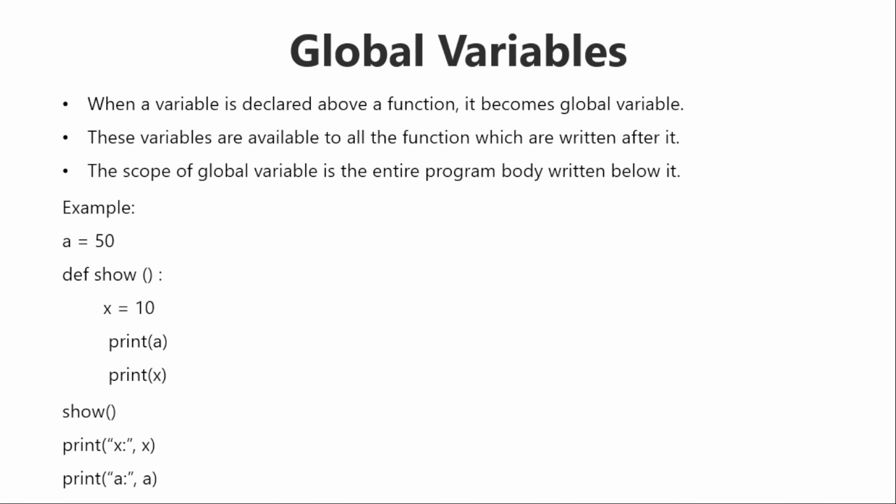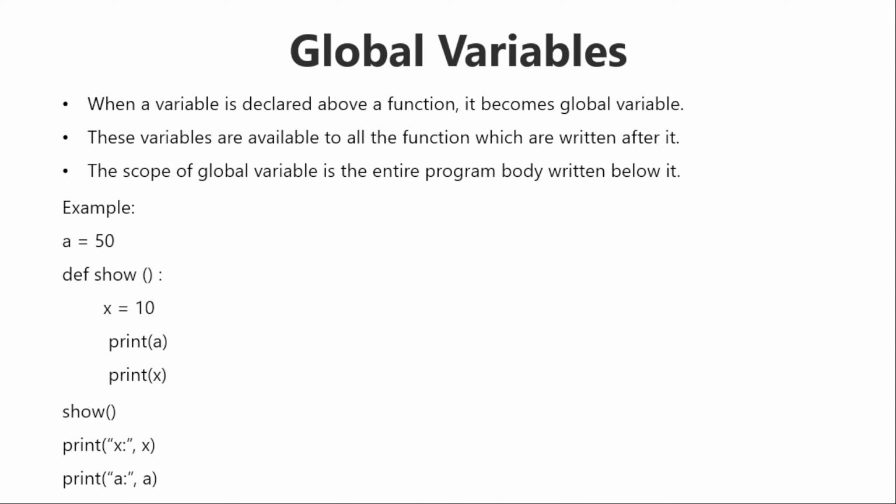Now let us move to global variables. When a variable is declared above a function, it becomes a global variable. These variables are available to all the functions which are written after it. The scope of a global variable is the entire program body written below it.